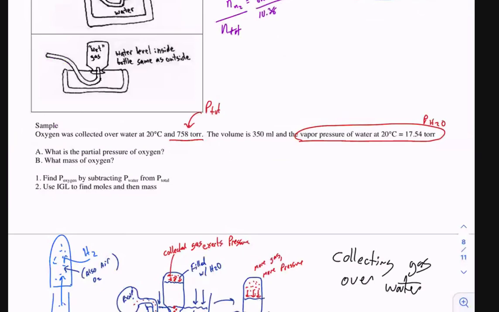So first question, what is the partial pressure of just the oxygen? No problem. P total minus pH2O is equal to the P of the gas. Okay, so 758 torr minus 17.54 torr is 740.46 torr. This is P gas.